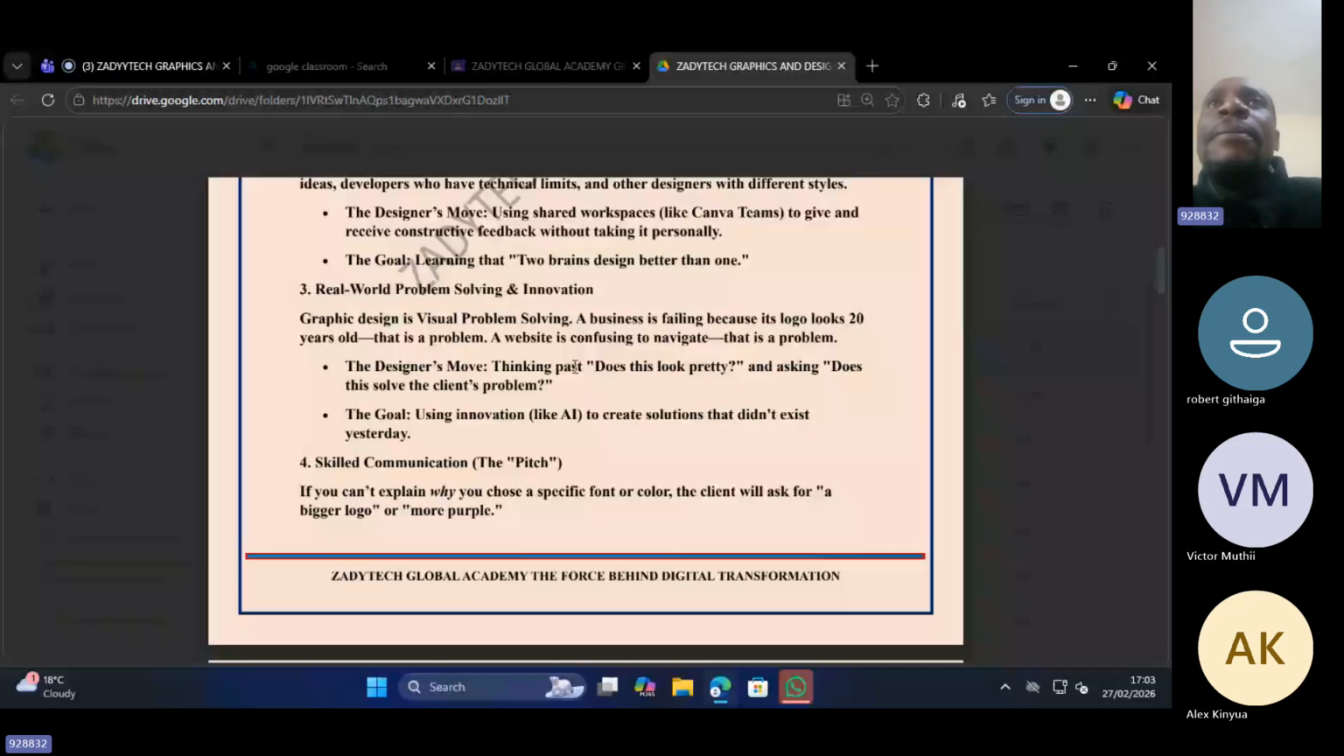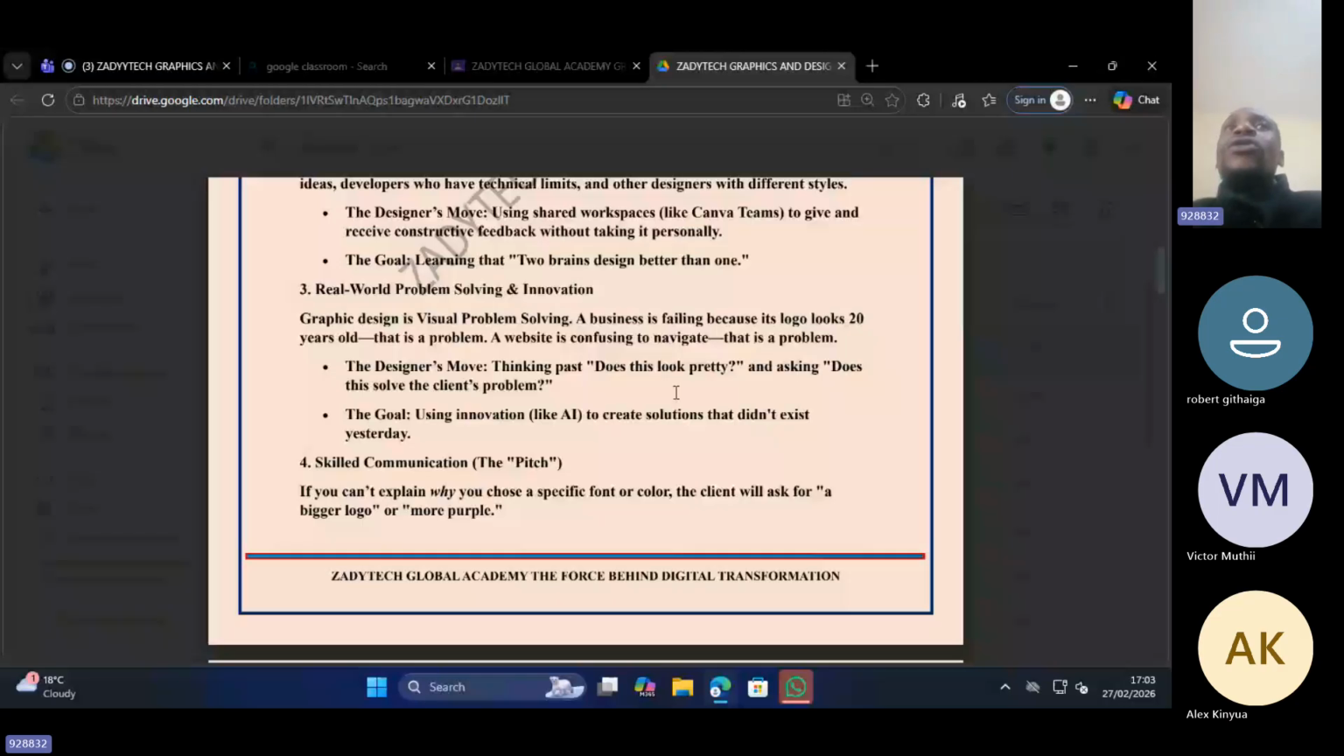So a business is failing because its logo looks 20 years old. That's a problem. Our website is confusing to navigate. That's a problem. So what's the designer's move in such a situation? Thinking past, does this look pretty? And asking, does this solve the client's problem? Think before you offer your service. Does it solve the client's problem?